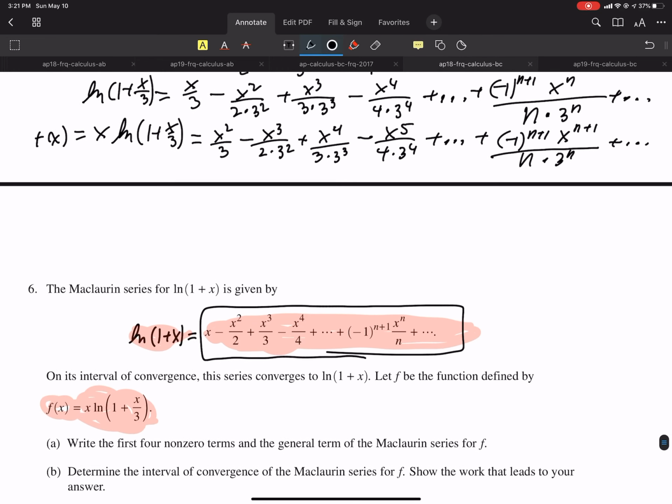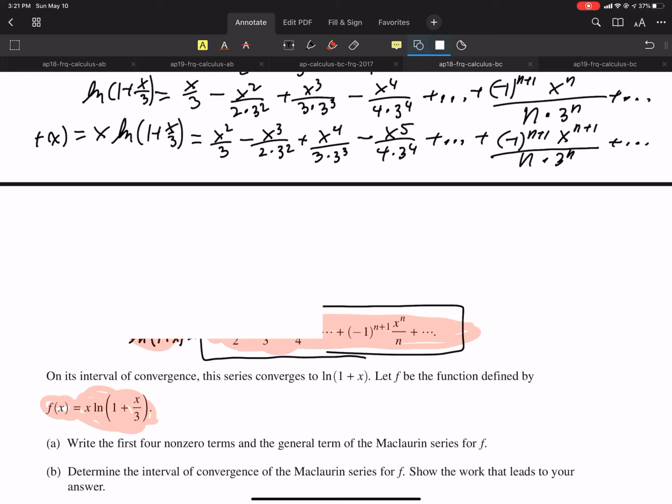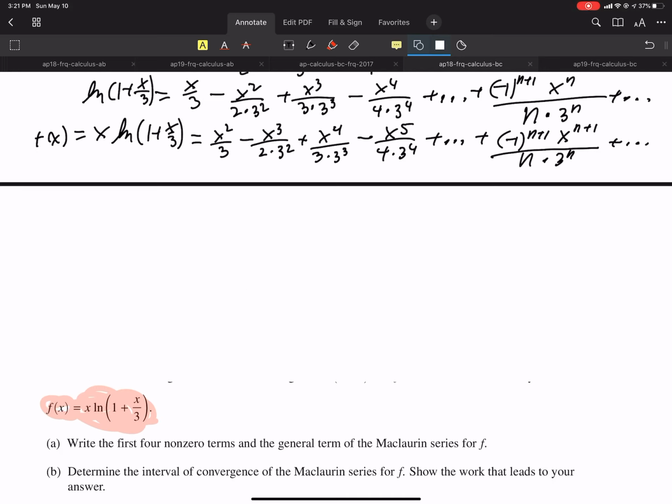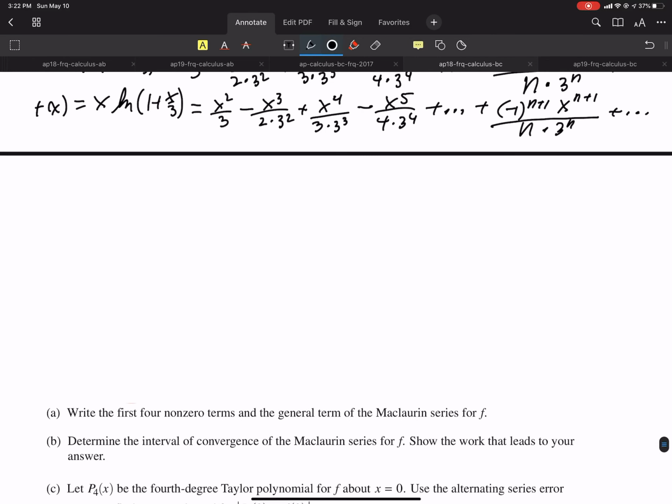So part B, determine the interval of convergence. This is going to be a lot of work. I think I'm going to be okay, and I'm going to hide some stuff so I have room. Yeah, I think I'm okay here. So for the interval of convergence, 99 times out of 100, you're just going to use the ratio test. So I'm going to find a sub n plus 1 over a sub n. I'll do that first, and then I'll do the limit after that.